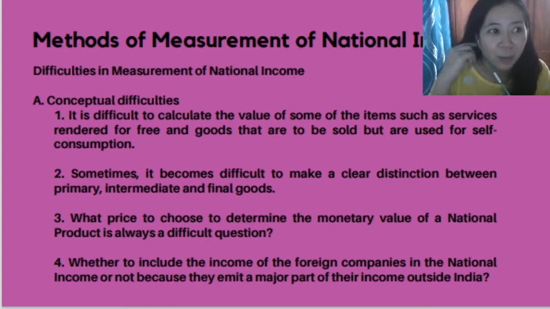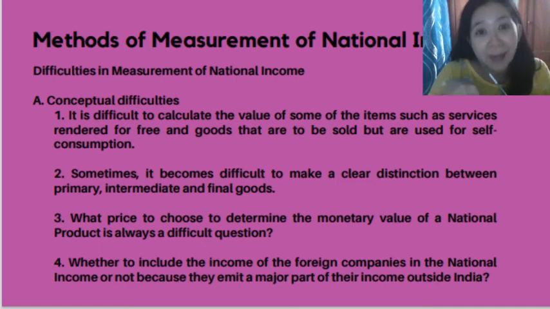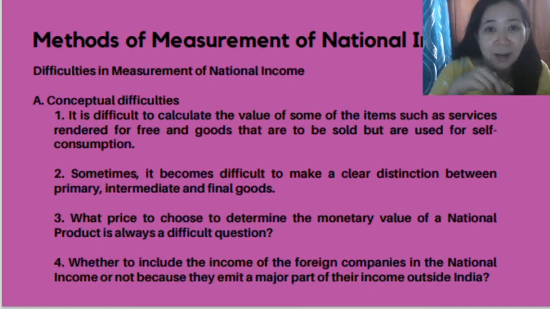So what about if another enterprise in a certain industry has added even the primary and intermediate goods to the value of the final goods? The question there is, is that allowed as part of the measurement of the national income? Third, what price to choose to determine the monetary value of the national product? This is always a difficult question. However, based on the definition earlier, we should base that on the market prices.